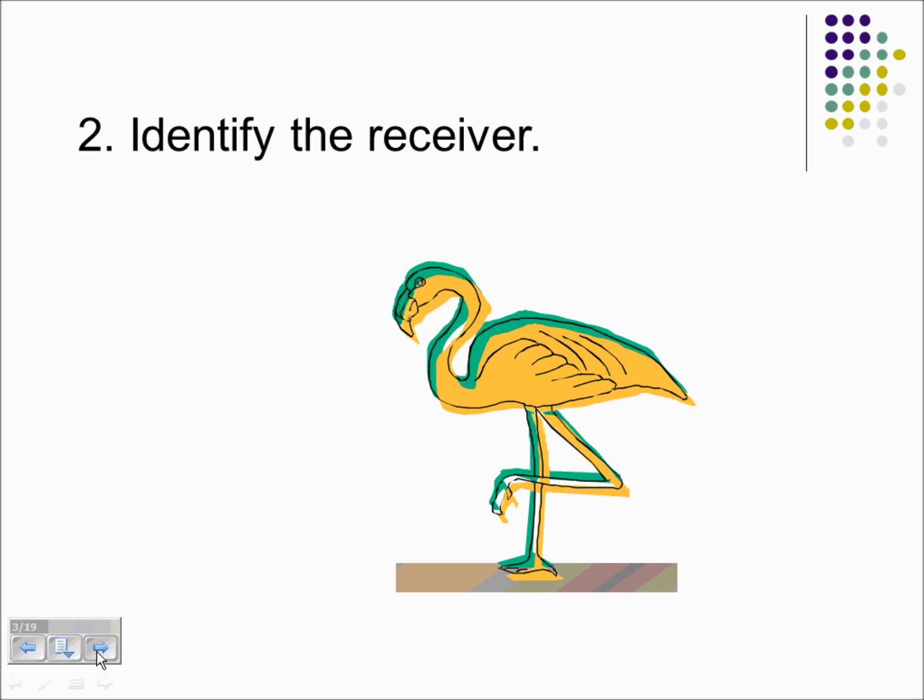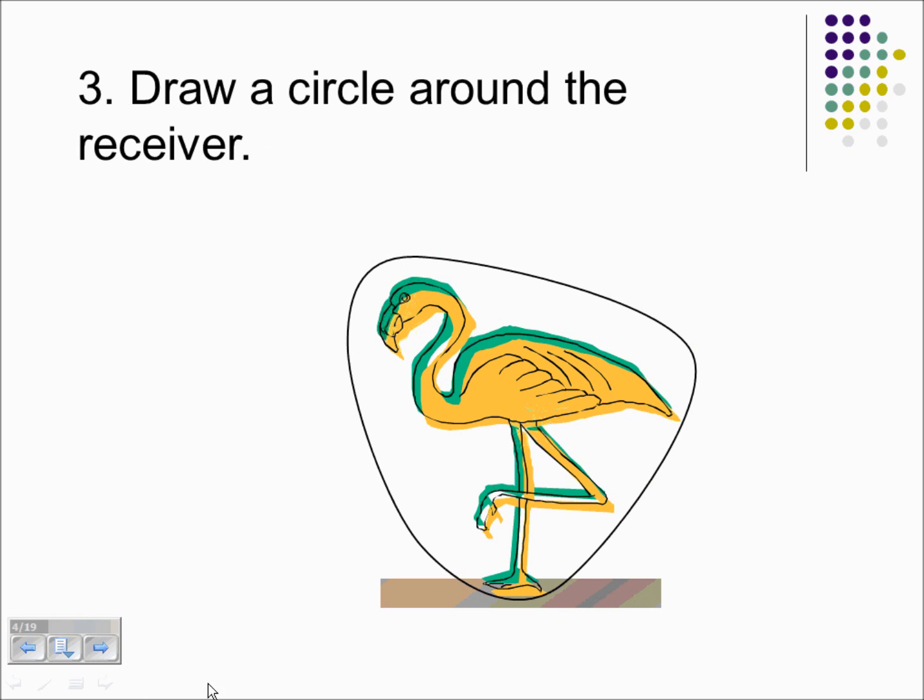After you've identified the receiver, we move on to step number 3. And step number 3 is you draw a circle around the receiver. Now, on your note sheet, write the step 3, draw a circle around the receiver. But then also what you want to do is you want to make sure that you draw your circle around the receiver and only the receiver. Do not draw the circle around the ground, and that will come up a little bit later.